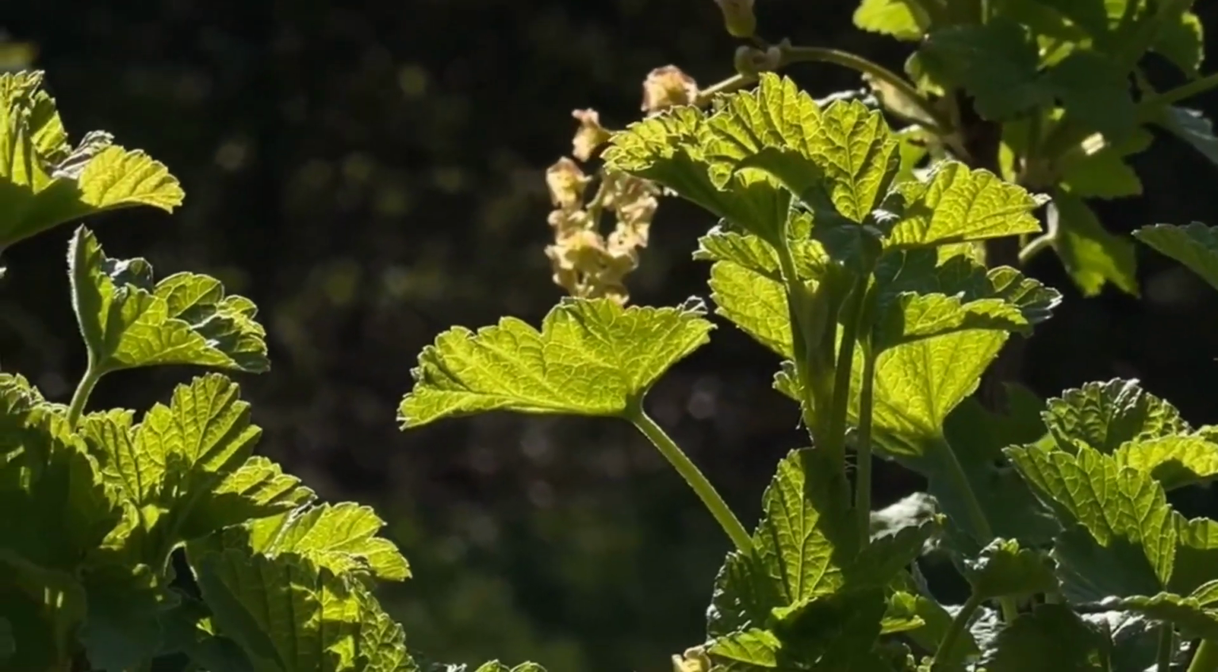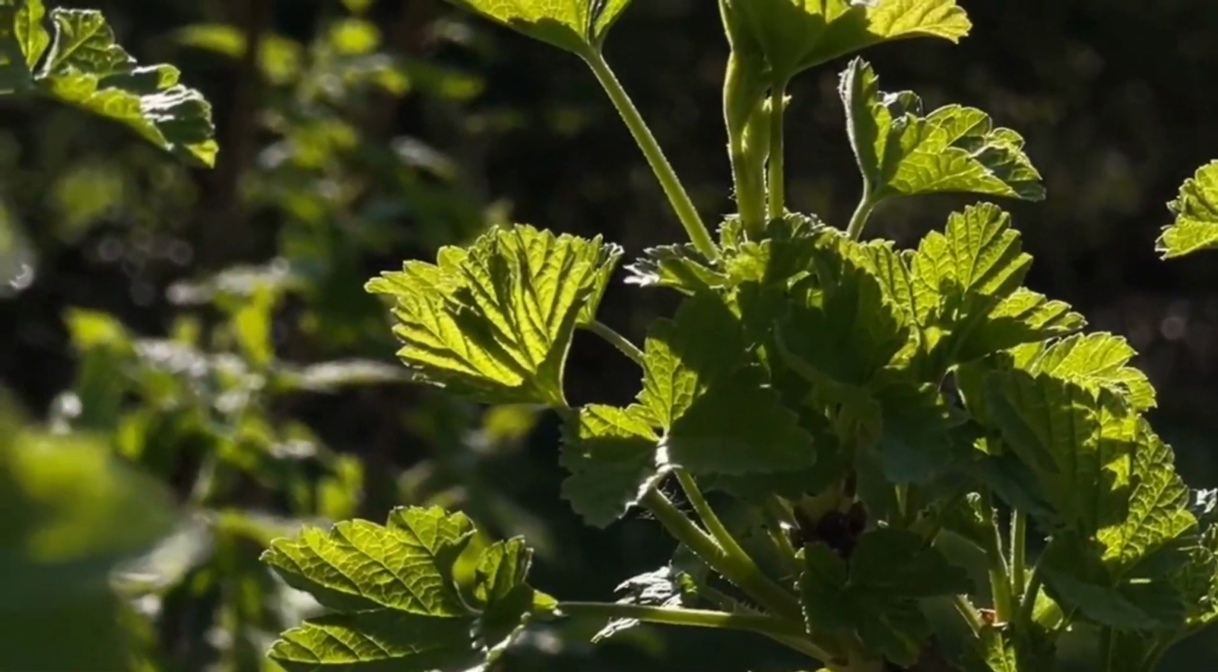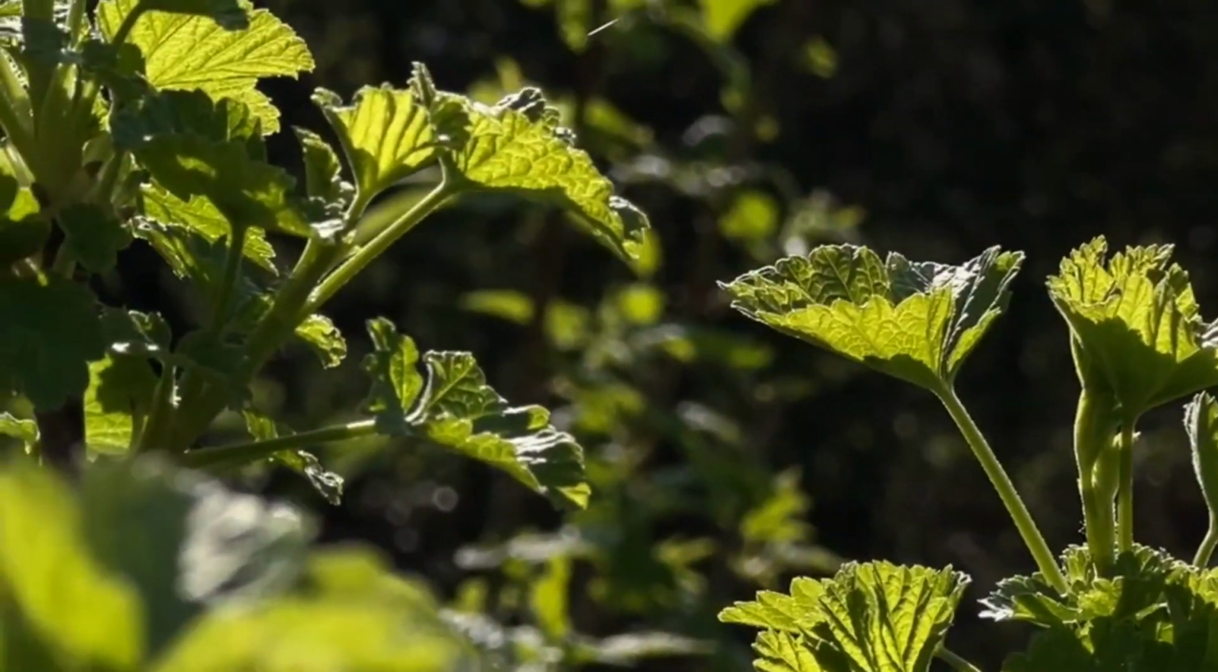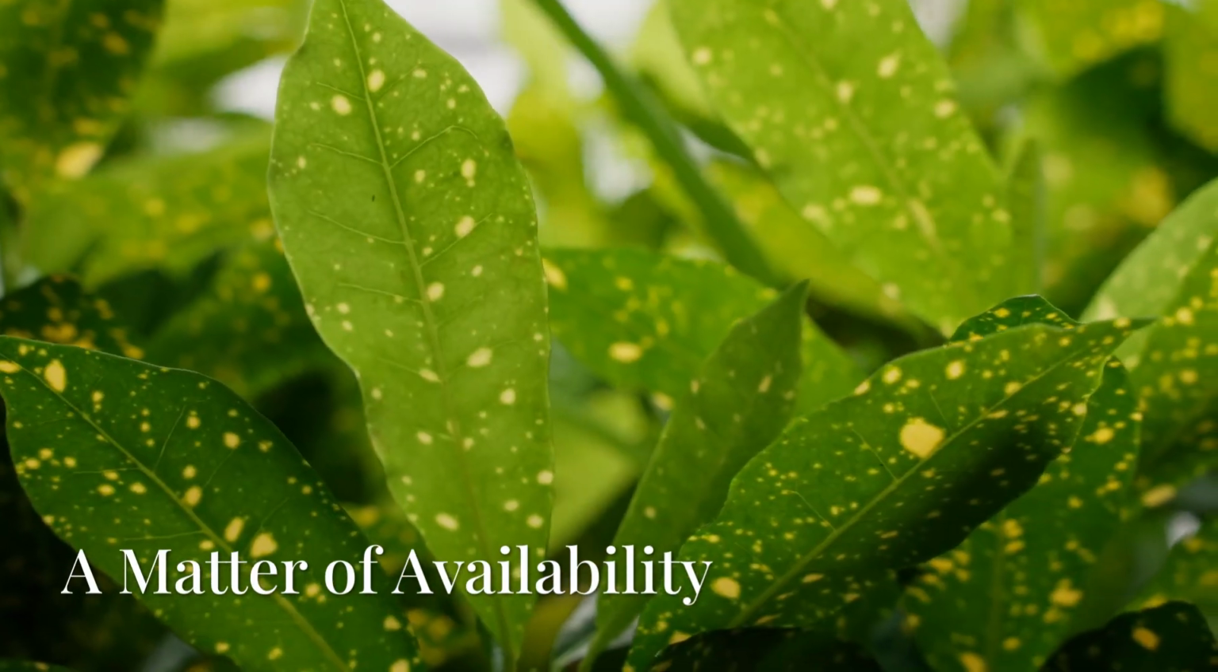Nitrogen is vital for plant growth and chlorophyll production. Yellowing older leaves indicate nitrogen deficiency. Amend soil with nitrogen-rich fertilizer. Organic sources like compost or manure are beneficial.